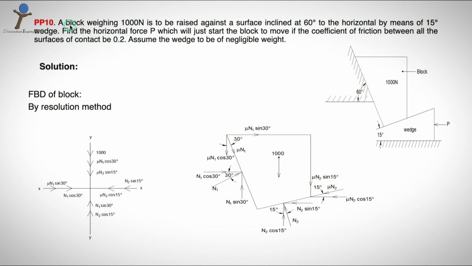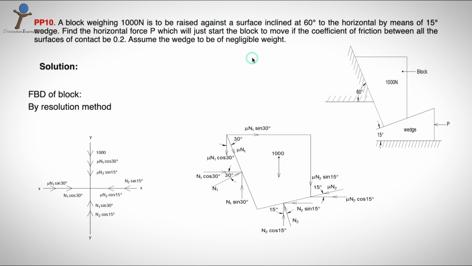The problem is, a block weighing 1000 Newton is to be raised against a surface inclined at 60 degrees to the horizontal by means of a 15-degree wedge. Find the horizontal force P, which will just start the block to move, if the coefficient of friction between all the surfaces of contact is 0.2. Assume the wedge to be of negligible weight.